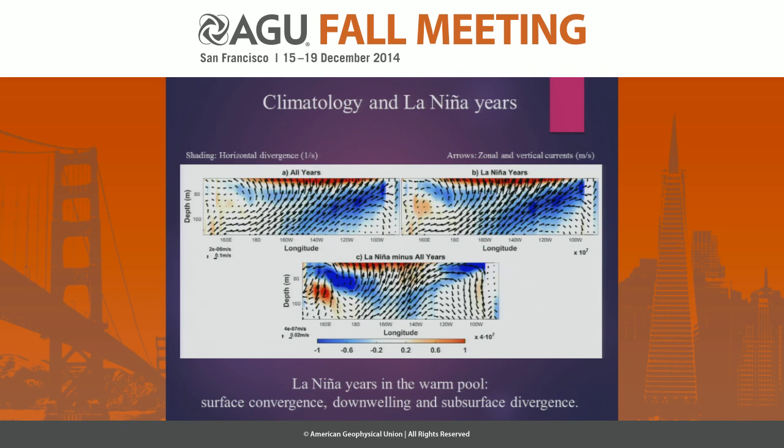During La Niña years, the anomalies in the Central and Eastern Pacific are stronger, as we expect, but we have this kind of cross-shaped pattern in the whirlpool, with horizontal convergence in blue at the surface, downwelling motion, and horizontal divergence at the subsurface at more or less 100 to 130 meters depth. This can be seen more clearly in the anomalies.